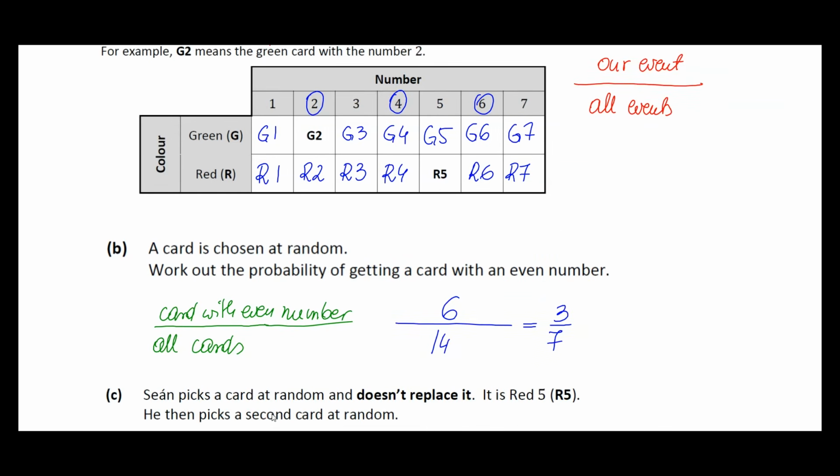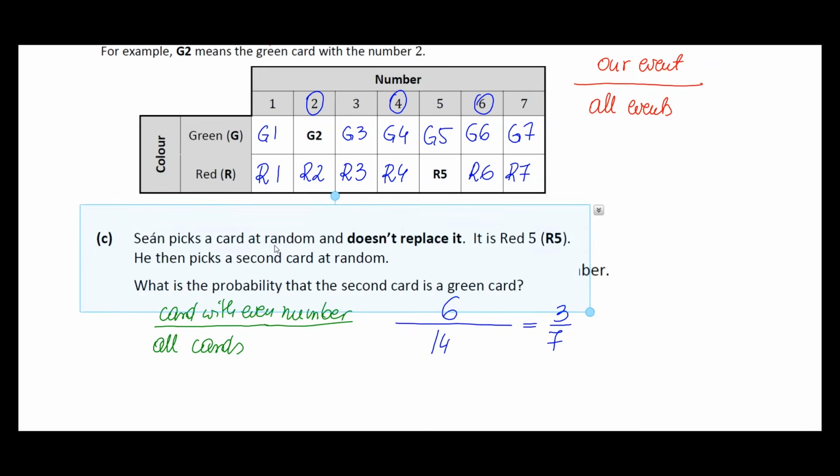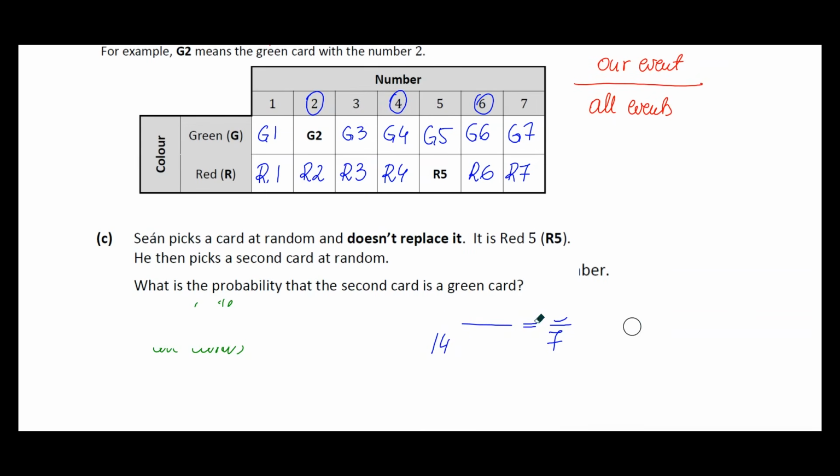Now, let's have a look at the next part. So let's just take that here so that we can see our cards. Okay, and the next part. Sean picks a card at random and doesn't replace it. So that means if he picks one card the first time, all events, I'm going to have 14 cards. But if he goes again, all events will now be only 13 because he doesn't replace it. It is red 5. So the first time he picked red 5.